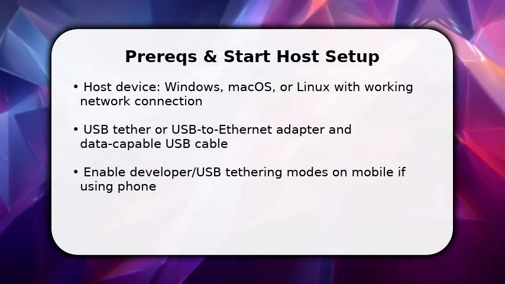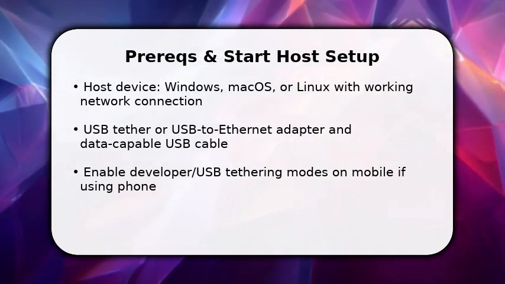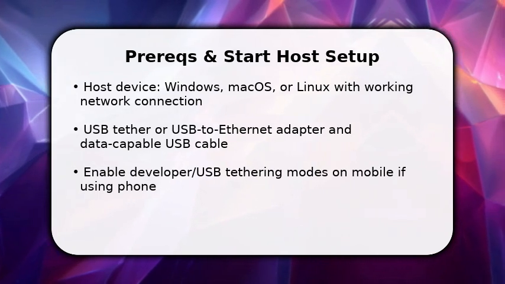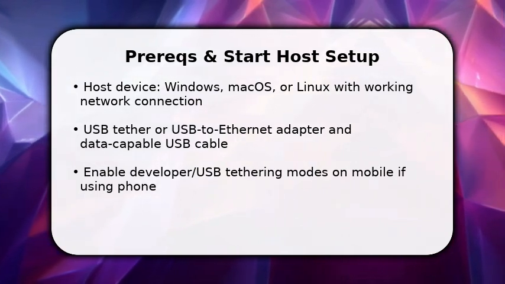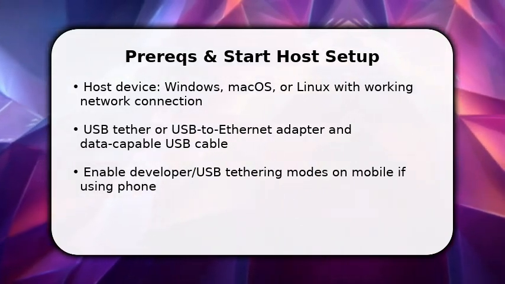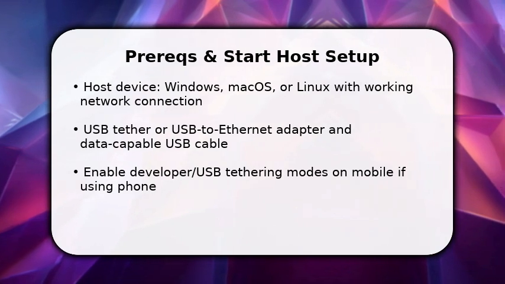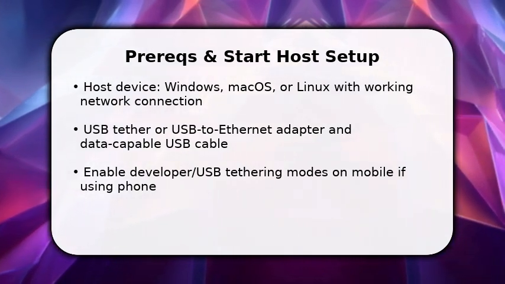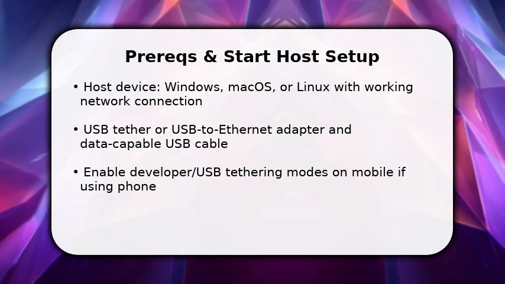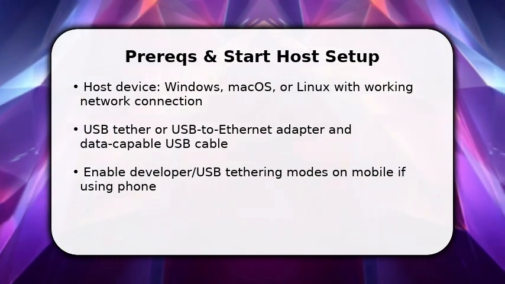On mobile, enable USB tethering or developer USB networking so the interface appears. On desktop, open network settings to confirm a new USB/Ethernet adapter shows up. Once done, pick the interface you'll use to forward traffic and proceed to configure sharing rules.